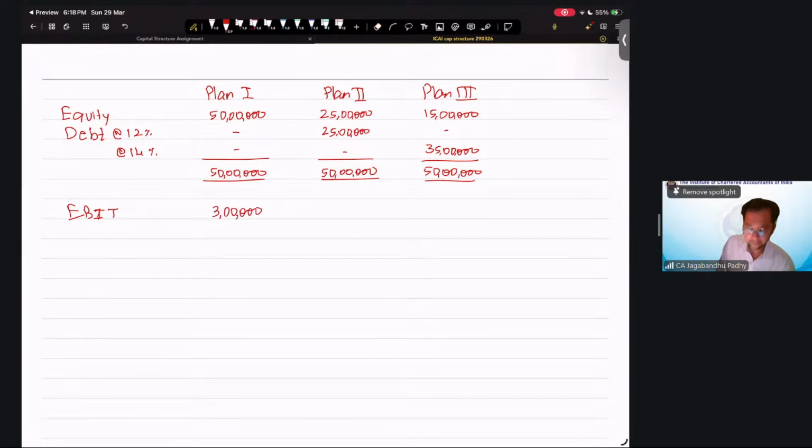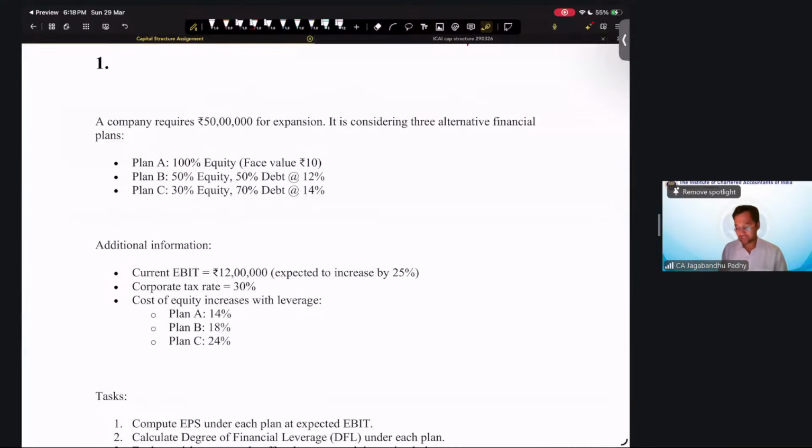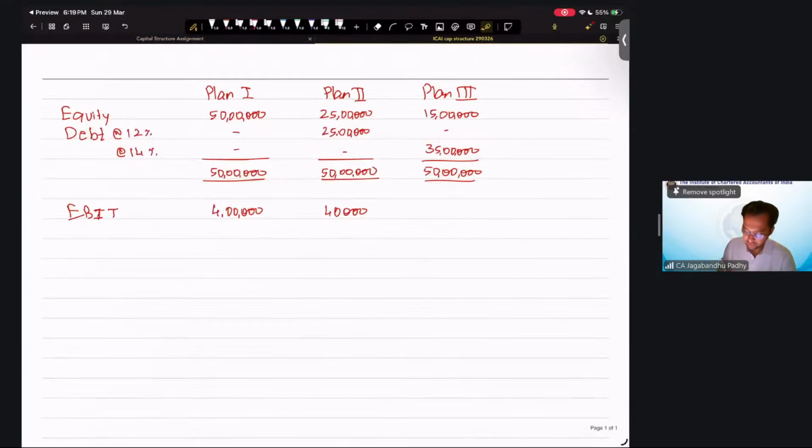Hey, just a quick question. Wouldn't the EBIT increase to 15 lakhs, because it's an increase of 25%? Yes, there's an increase of 25%. But are we taking the entire capital or only the additional capital? I was assuming the entire capital. Only the additional capital, right? Okay, so we should take the additional EBIT only. Then all my calculation is wrong. Let me try again. Since it is 50 lakh for expansion, that 50 lakh can be raised by either plan A, B, or C. It's the additional thing, so it's going to be only 3 lakh.